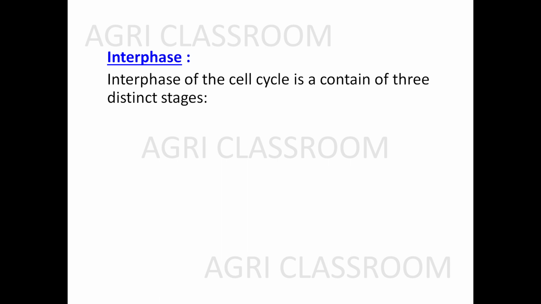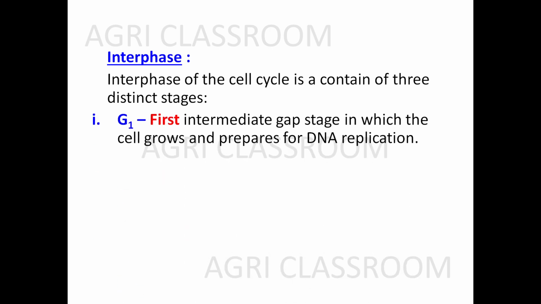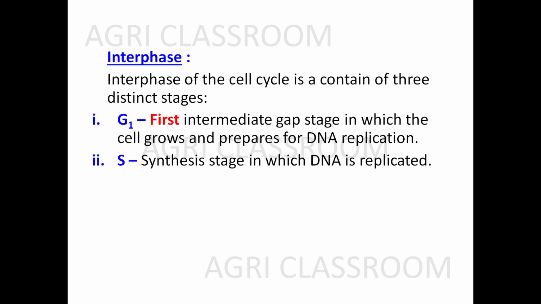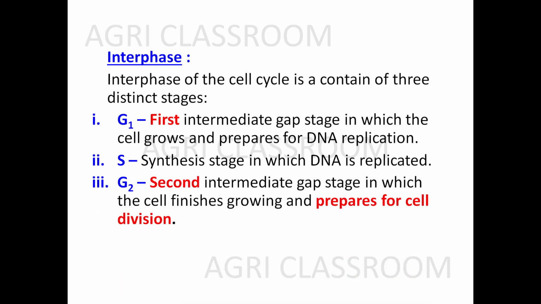Interphase. Interphase of the cell cycle contains three distinct stages. G1 phase. First intermediate gap stage in which the cell grows and prepares for DNA replication. S phase. Synthesis stage in which DNA is replicated. G2 phase. Second intermediate gap stage in which the cell finishes growing and prepares for cell division.